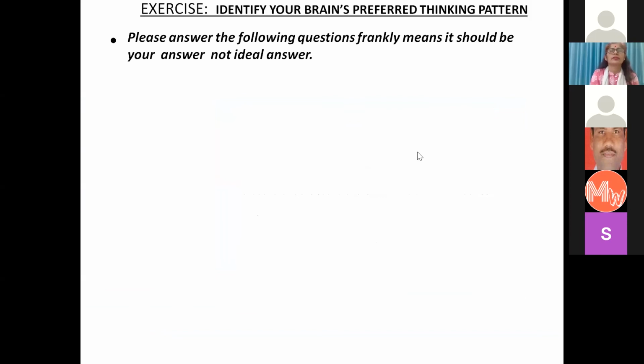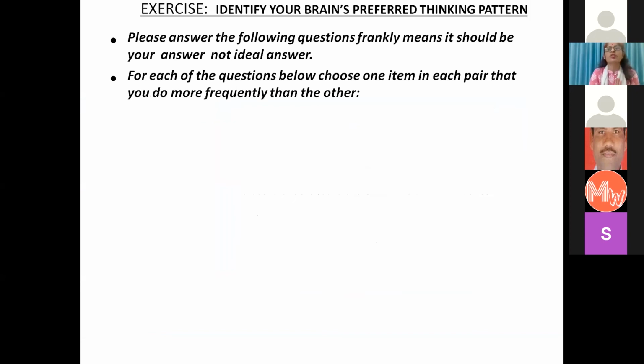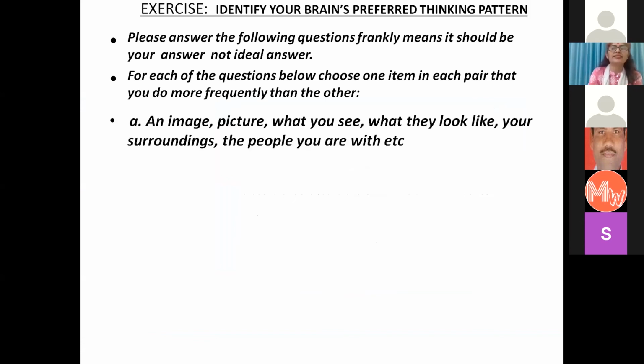Yes, ma'am. So actually, the exercise is known as identify your brain's preferred thinking pattern, and you will have to answer some questions. All answers are correct. It should be your answer, not the ideal answer. Your preferred answer should be given. For each question, you will have to choose out of 4: A, B, C, D. I would explain what this A, B, C, D is. You will have to choose either A, B, C, or D.